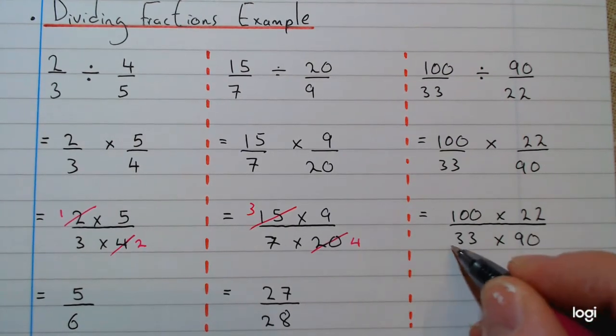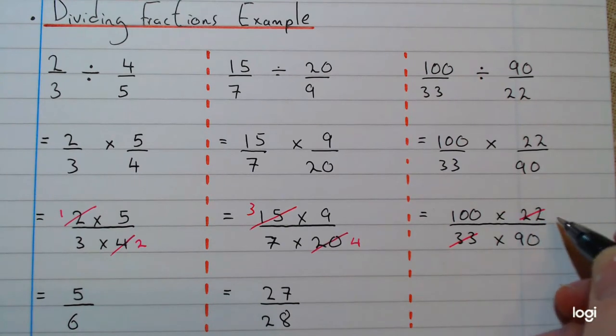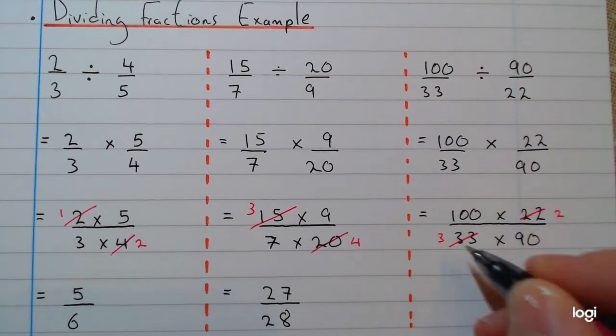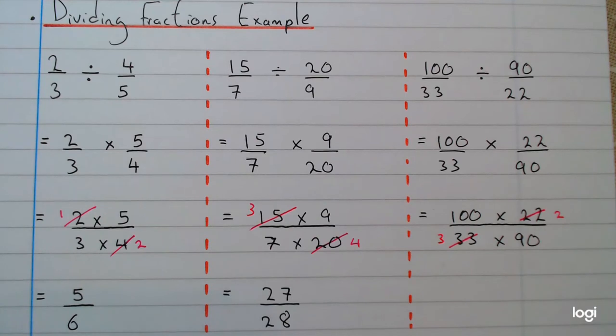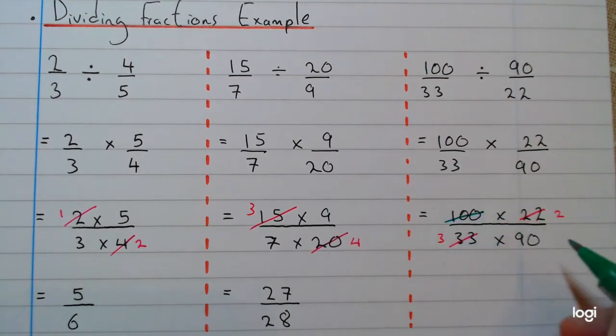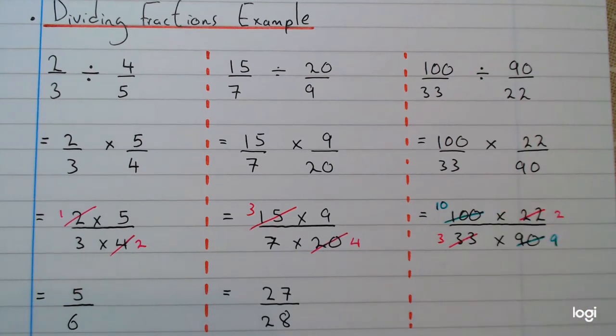Now on the top and the bottom, I can see 100 and 90 will go together and 33 and 22 will go together. If I divide both of those by 11, 22 divided by 11 is 2, and 33 divided by 11 is 3. In much the same way, 100 and 90 can both be divided by 10. So now my question is a lot easier to answer. It's simply 10 times 2 over 3 times 9. 10 times 2 is, of course, 20. 3 times 9 is 27, and that's it.